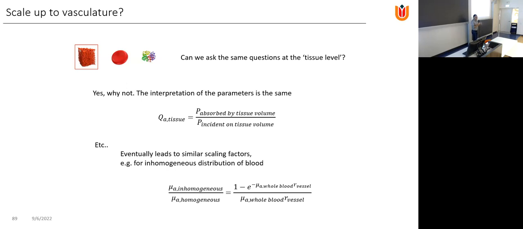You can go through the whole analysis again just by replacing the size of the red blood cell by the size of the vessel. And then you get a similar expression for the absorption coefficient where the blood is contained in vessels, so there is an inhomogeneous distribution of red blood cells, divided by the absorption coefficient where the red blood cells are homogeneous in tissue. So the scaling should just work.